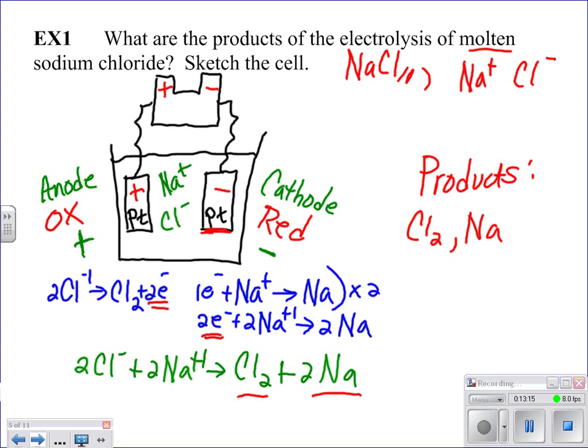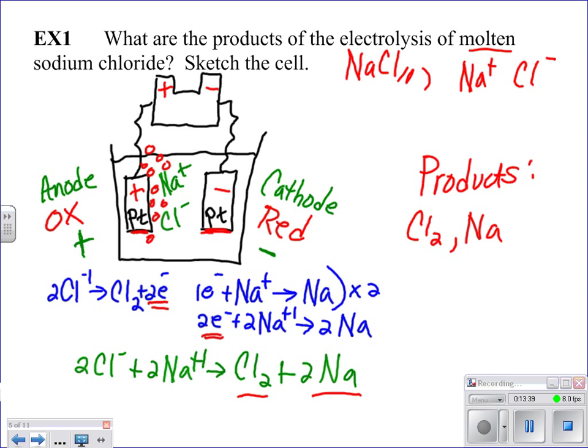Now, since you've got sodium that is going to be a product here at your cathode, that's a solid. With your chlorine being a product here at your anode, what you would actually see if you were to perform this experiment is you would see some bubbling taking place. So yes, it is common practice to go ahead and show those bubbles in your diagram to just make sure that we know that this is a gas that's actually being created at your anode.